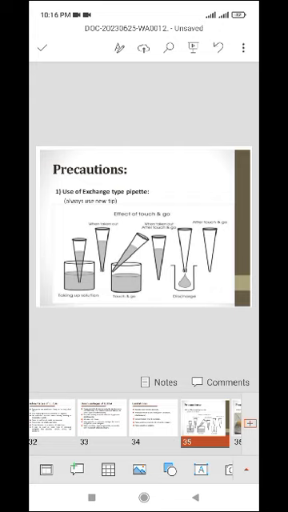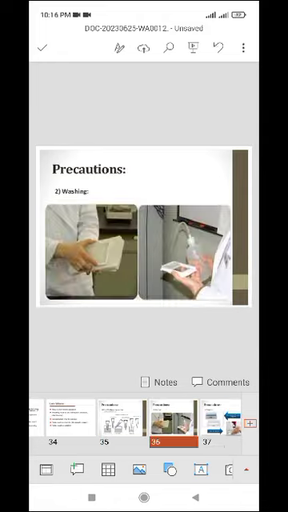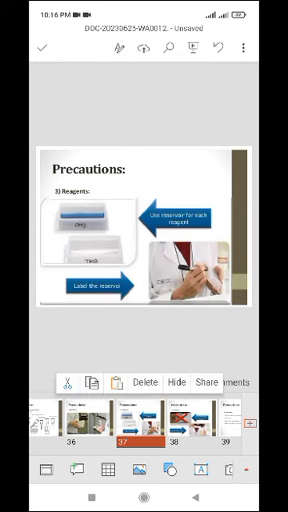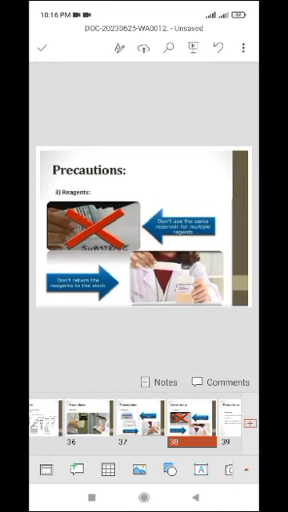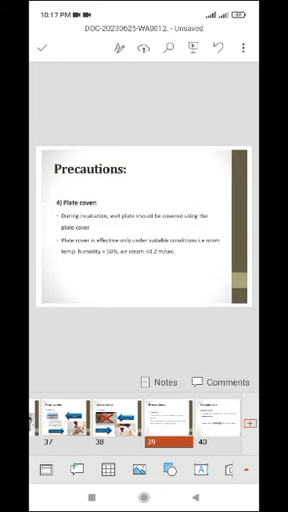So there are certain precautions that must be followed during this process. These include the use of exchange type pipettes. Don't use only one type of pipette for the whole process. Washing. Wash it very well. Reagents. Reagent concentration should be properly labeled. Reagents. Don't use the same reservoir for multiple reagents.